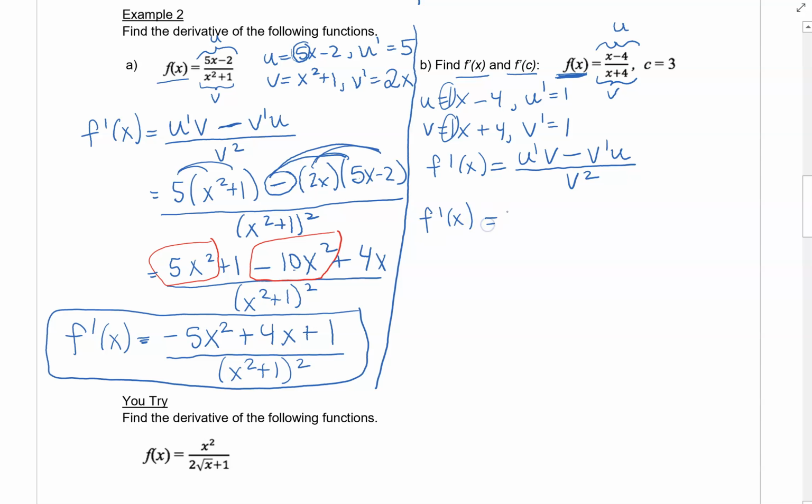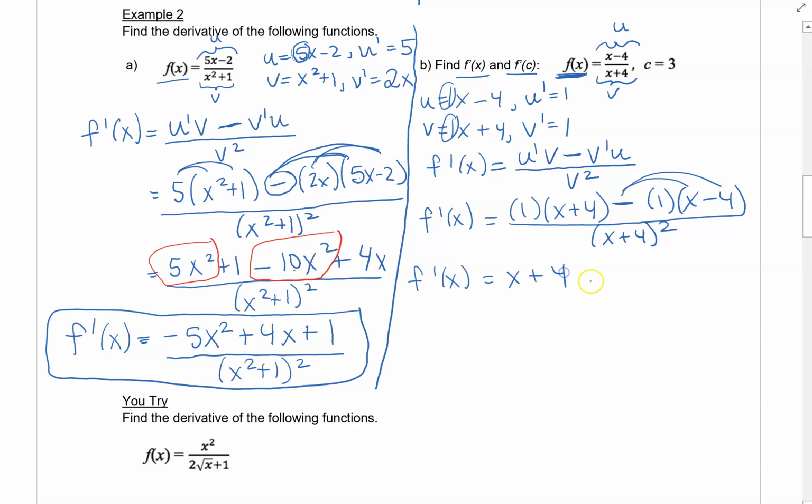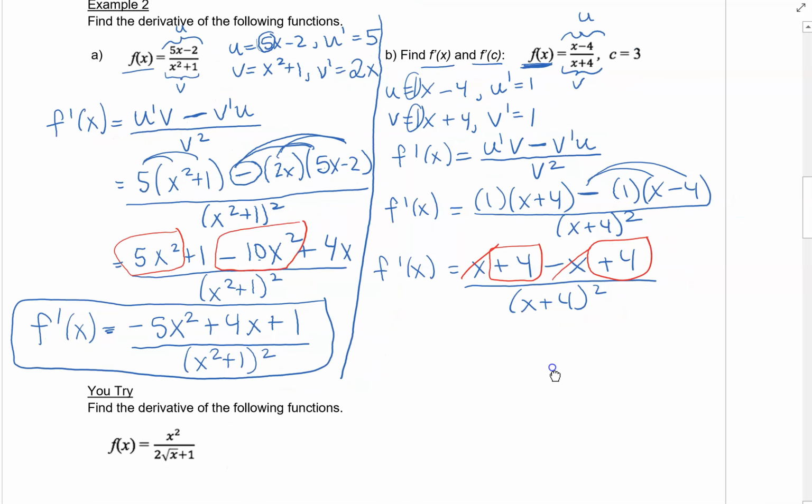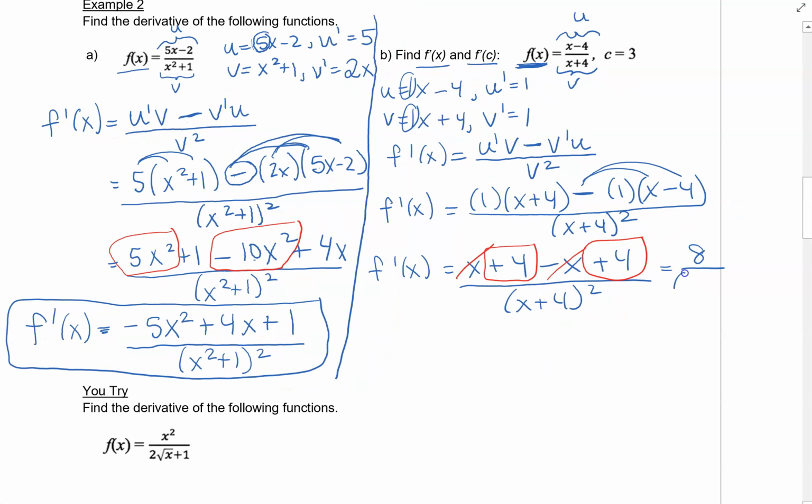So then u prime is just 1 times v, which was x plus 4, minus, don't forget quotient rule, minus the derivative of the bottom, which also was 1, times the top, which was x minus 4, all over the bottom squared. And so if I distribute this negative, I end up with x plus 4 minus x plus another 4 all over x plus 4 squared. I can see that my x's will subtract away, and then these 4's will add up to 8. And so I will end up with a derivative of 8 over x plus 4 squared.